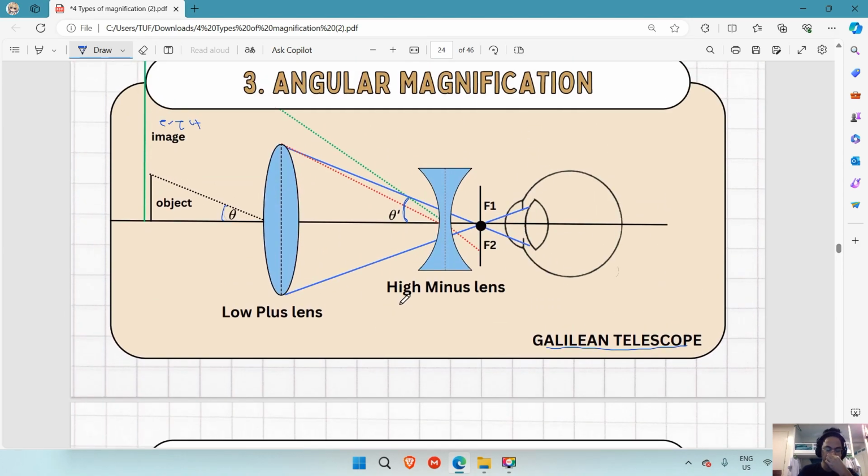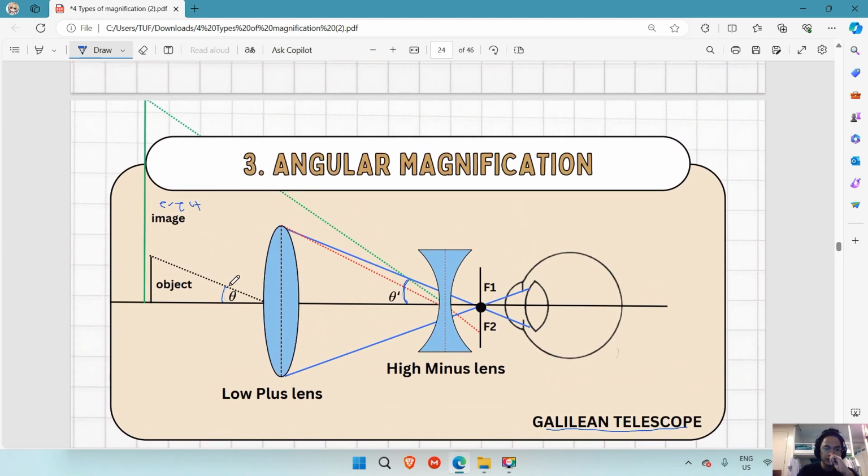So how do we interpret this? So for example, if the angle subtended in the eye is 5 degrees, and we have the angular magnification of 2 times, then we can say that the angle is magnified by 2. So this means that this angle will be 10 degrees.